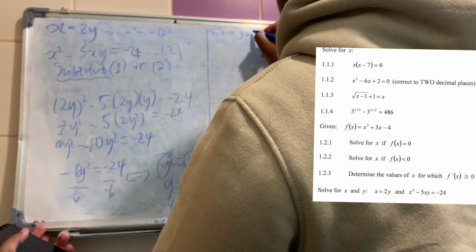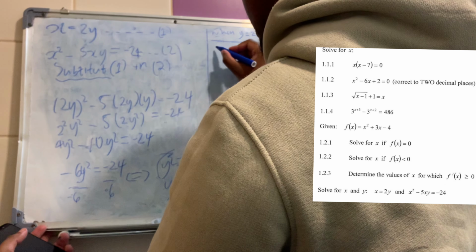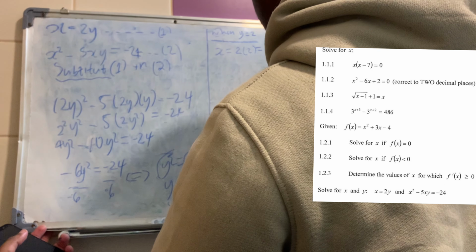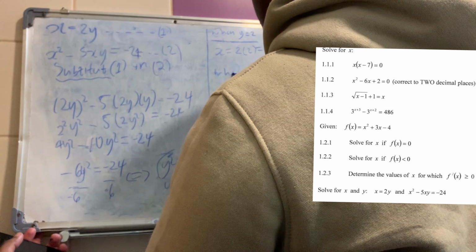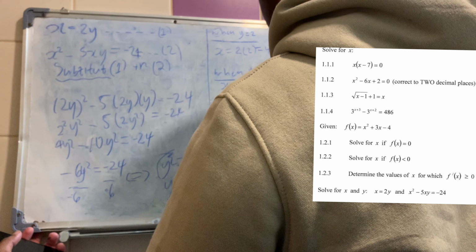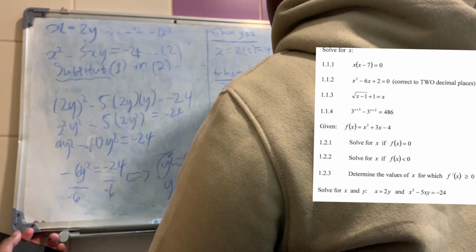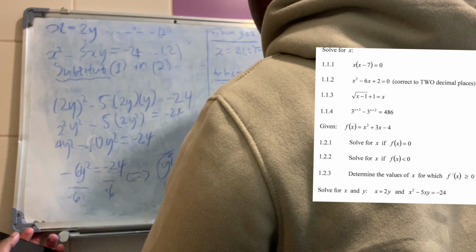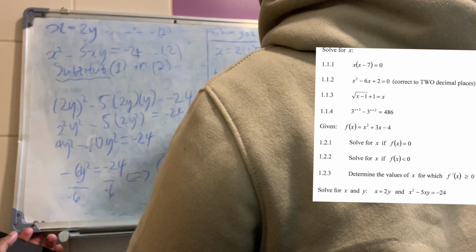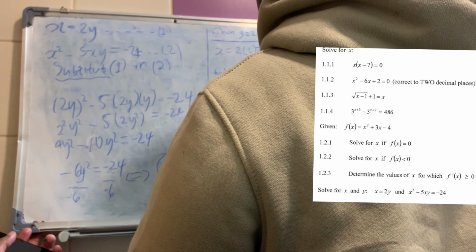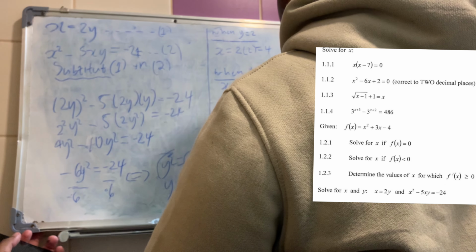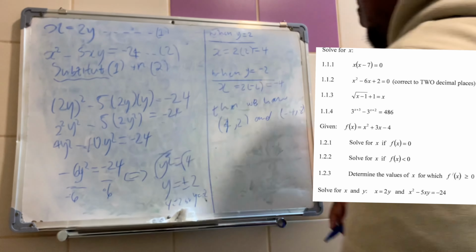When y is equal to 2, x is equal to 2 times 2, which is 4. When y is equal to minus 2, x is equal to 2 times minus 2, which is minus 4. Then we have x equals 4 with y equals 2, and x equals minus 4 with y equals minus 2.